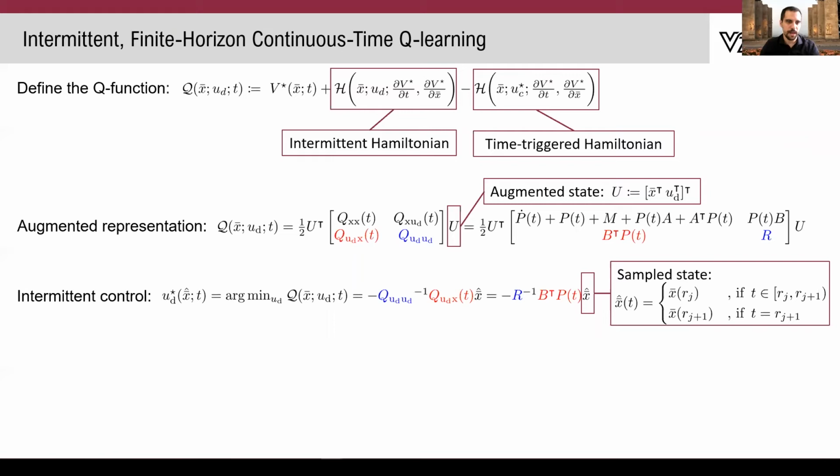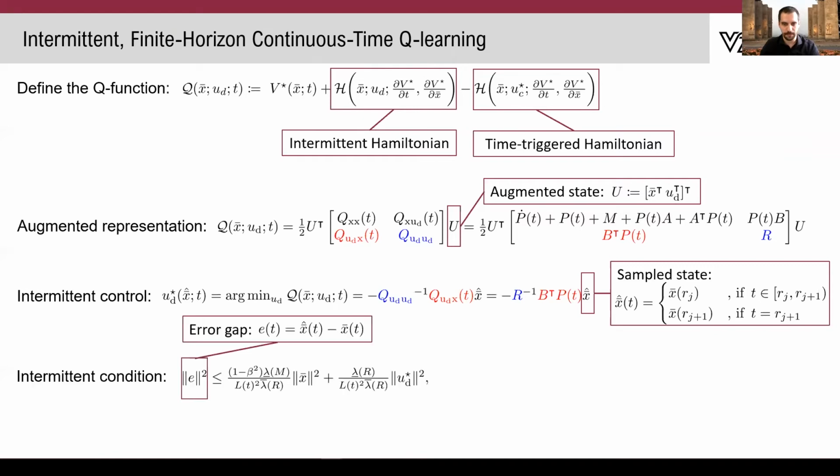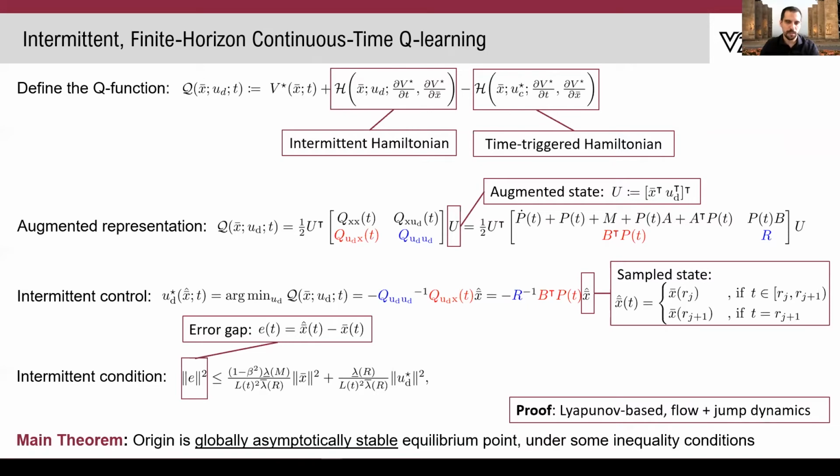Then we use some elements of the augmented Q matrix to reconstruct the intermittent controller, which is a function of the sample state. We employ an intermittent condition to close the loop, which is based on an inequality of the squared norm error gap. The main theorem of this paper shows that the origin is a globally asymptotically stable equilibrium point of the closed-loop system under some inequality conditions. The proof is Lyapunov-based, and we consider both flow and jump dynamics.